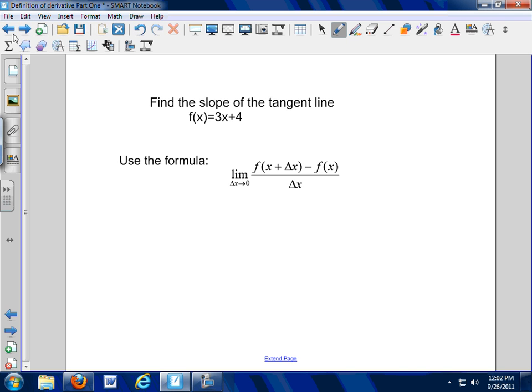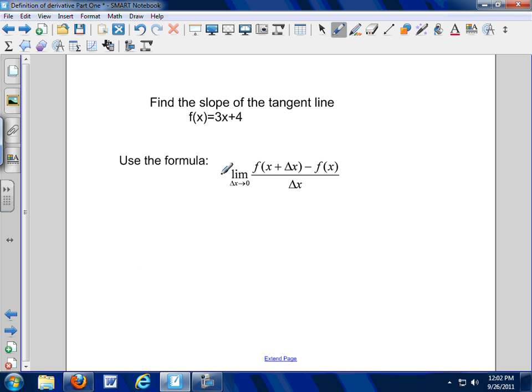So we're going to try that. We're going to try to find the slope of the tangent line of this function. Here's where you probably want to start. In order to find the slope of the tangent line of this function, we're going to use the formula, the same thing we just did: the limit of f of x plus delta x minus f of x, all over delta x.